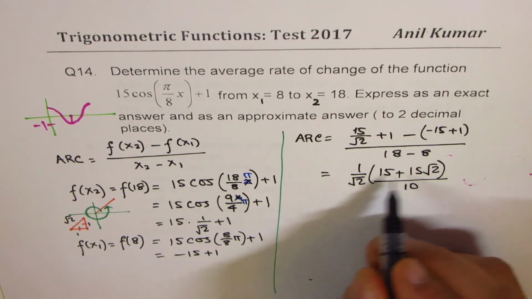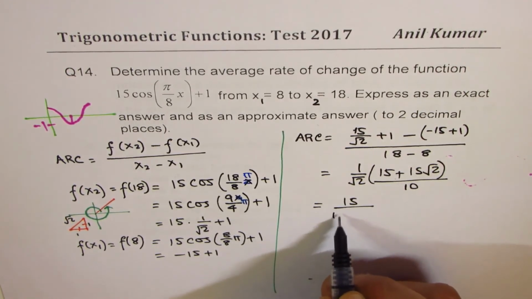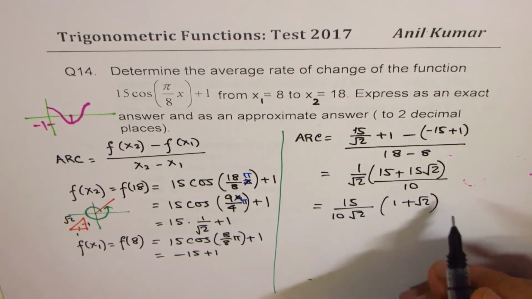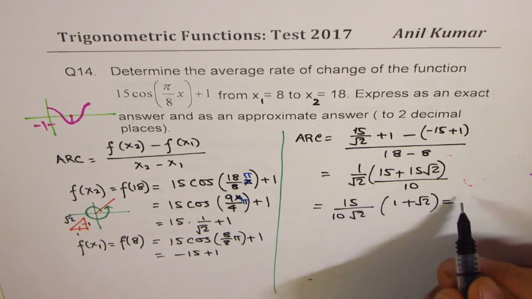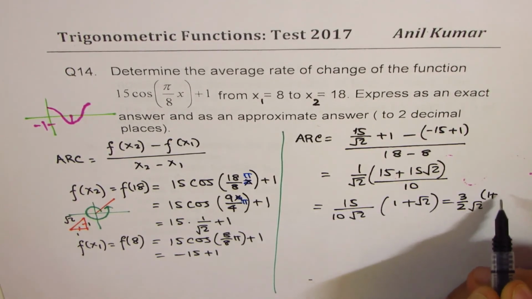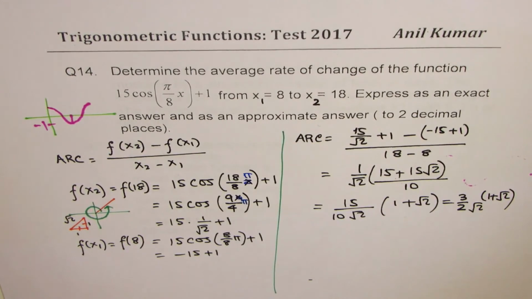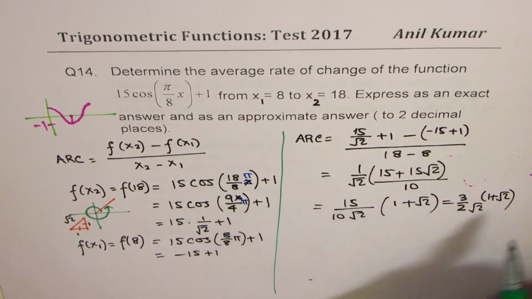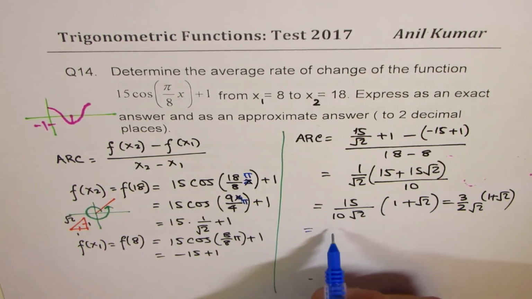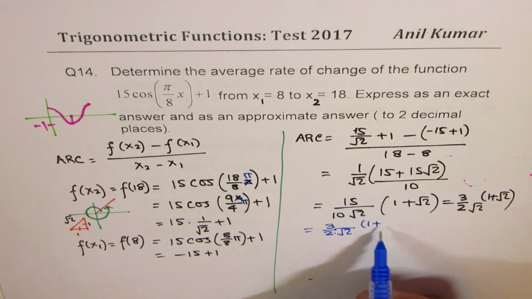You can factor out 15 now. So we get 15 over 10 square root 2, and within the bracket, you get 1 plus square root 2. This can be simplified by dividing by 5, so we have 3 over 2 square root 2 times 1 plus square root 2. Now, it's normal practice to rationalize. To rationalize, we multiply and divide by square root 2. So I could write this answer as 3 over 2 times square root 2 in the denominator, and we have 1 plus square root 2.